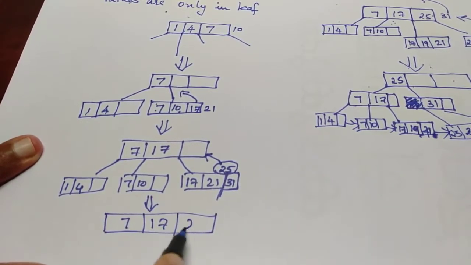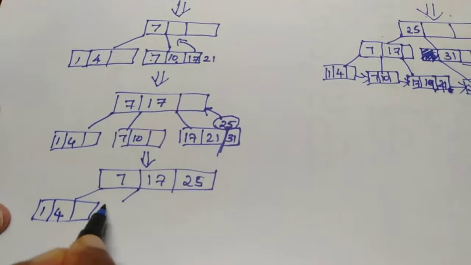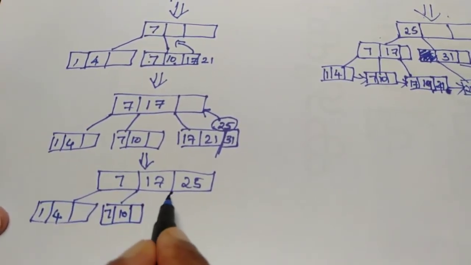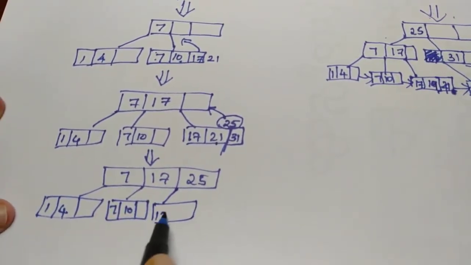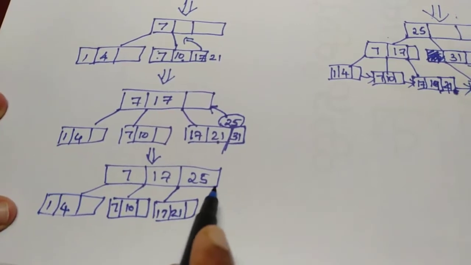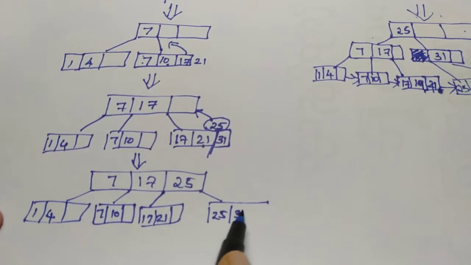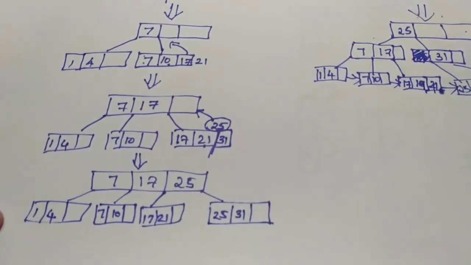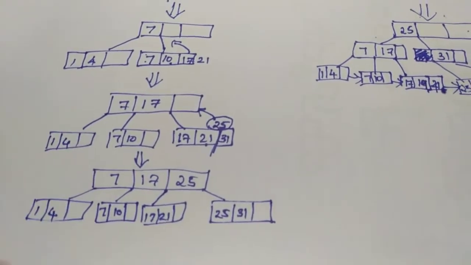7, 17, 25. To the left I have no change here, 1, 4 and there is a space. Over here also no change, 7, 10 and I have got space. Now to the left of 25 I have 17 and 21 and 1 space. To the right of 25 I have 25 and 31 and 1 space. So now I'm filling the available space before I try to split.